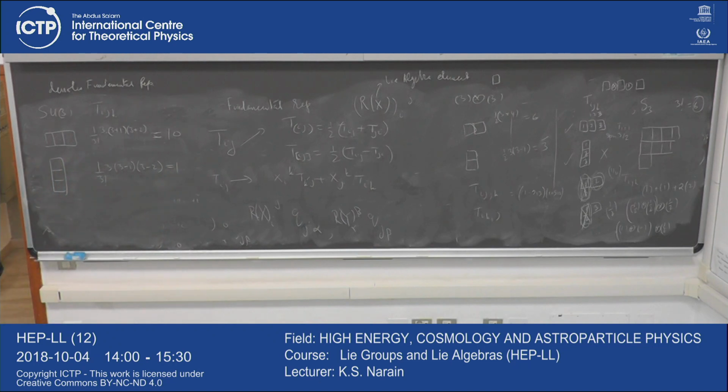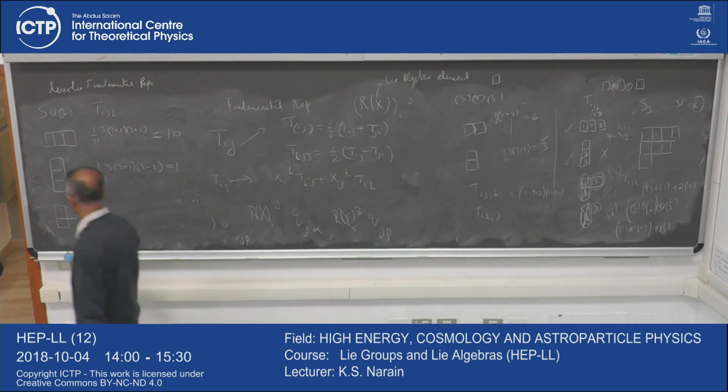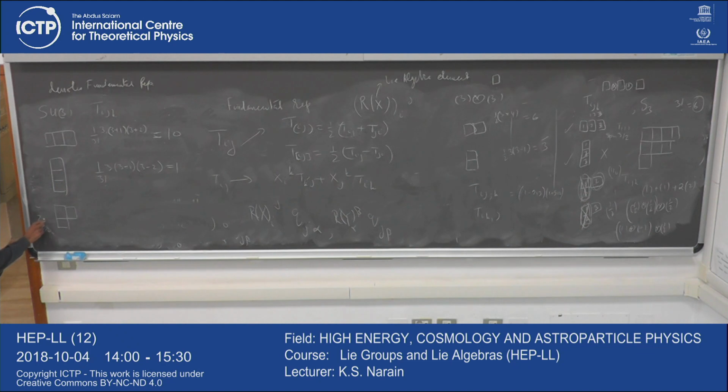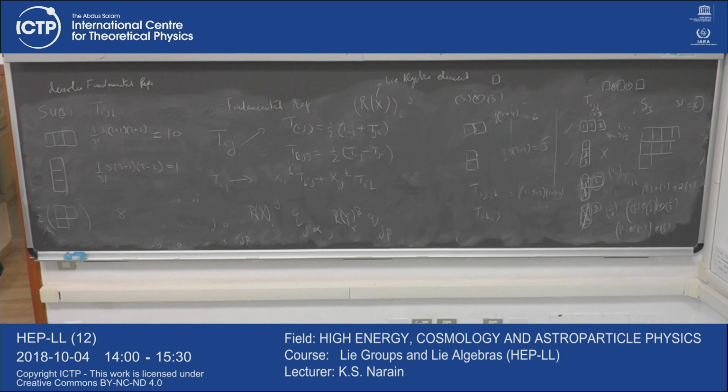Right? That's that. And then we have these two representations of this type, because we have two of them, with a different ordering. Multiplicity was two here. So let's say two copies of this. Now this is nothing else but the adjoint representation. This is an eight-dimensional representation. This is the adjoint representation.